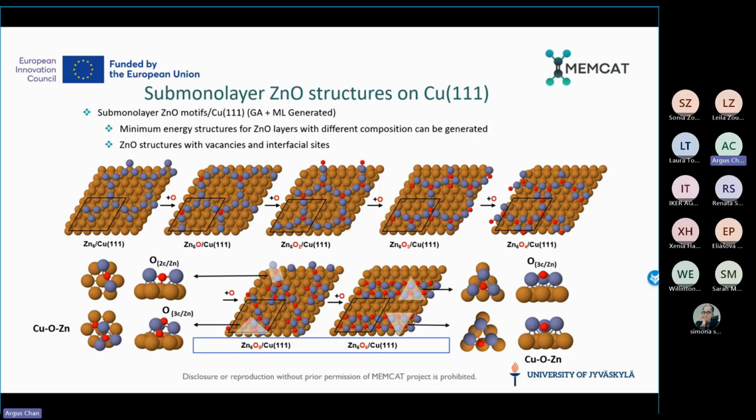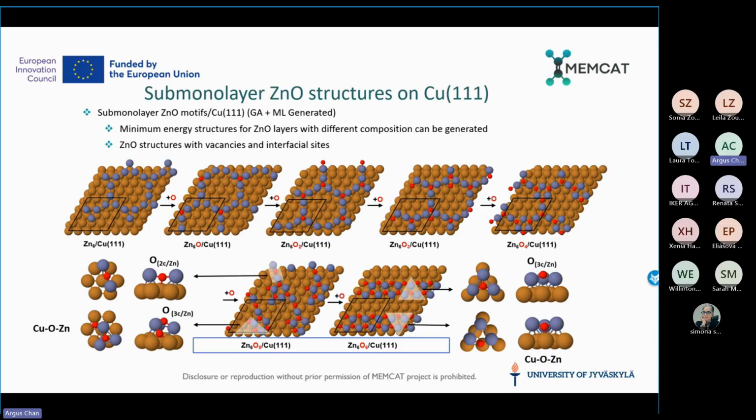So I need to stress again that we are not trying to model the exact catalyst structure as such. We're just trying to model the active site, and we are looking for different structure motifs for that. Therefore, we also consider the coordination of zinc and oxygen atoms, and different zinc oxygen ratios, stoichiometric or oxygen deficient structures. So these are submonolayer structures which do not have a clear crystalline structure.